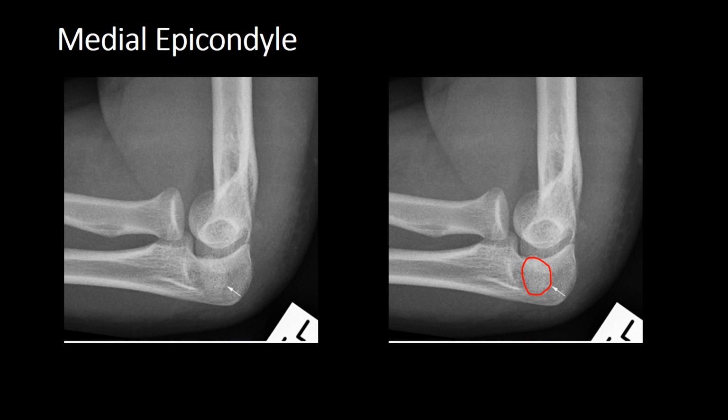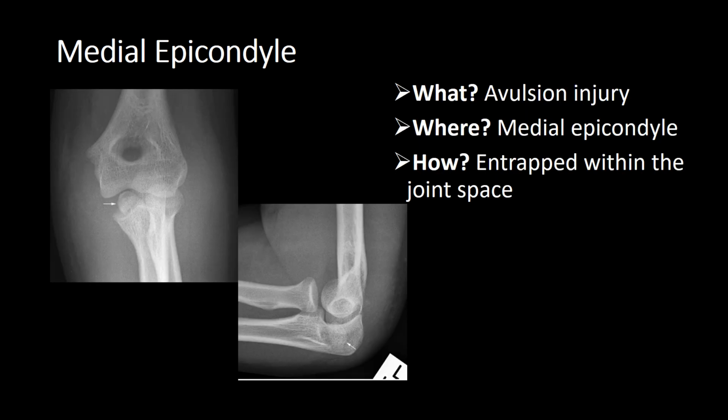Okay, let's look again. We can see quite clearly this rounded increase in density of the entrapped medial epicondyle. So it's always important that when you look at the elbow joint to be able to identify the different bony structures so that you don't overlook it, because it can be quite subtle. So what is it? It's an avulsion injury, where it's the medial epicondyle. How? It's entrapped within the joint space.